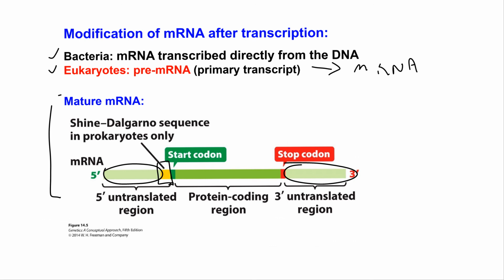Afterwards, you have the protein coding region, which is defined by the start codon and stop codon. And after the stop codon, there is the 3' untranslated region. Pre-mRNA and processing of pre-mRNA into mRNA in eukaryotes we will discuss in more detail in the next segment.